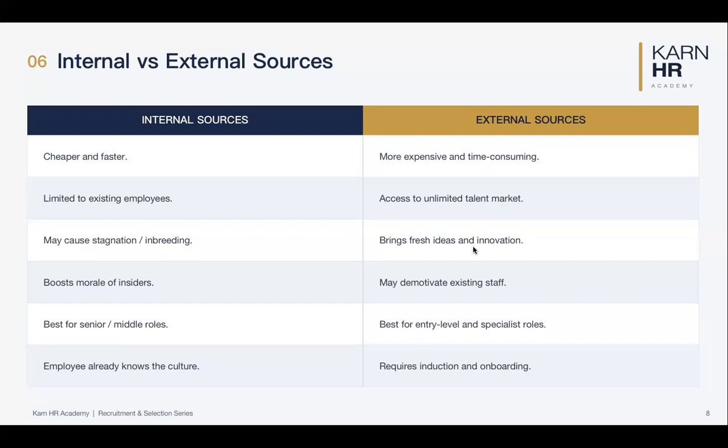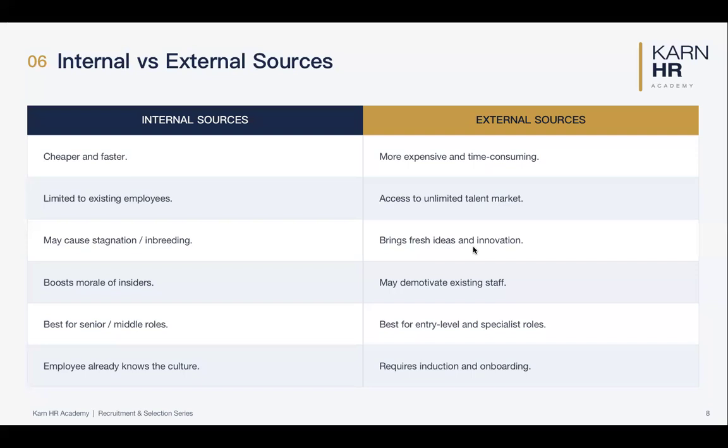Internal sources may cause stagnation or inbreeding. It means that you have candidates of a certain skill set, so it could sometimes become stagnated. But if you recruit from outside, it brings fresh ideas, innovation and creativity to the organization. Now, internal sources boost the morale of insiders. When you recruit only insiders and not from outside the organization, it boosts their morale because they think they have no outsiders to compete with. But external sources may demotivate existing staff.